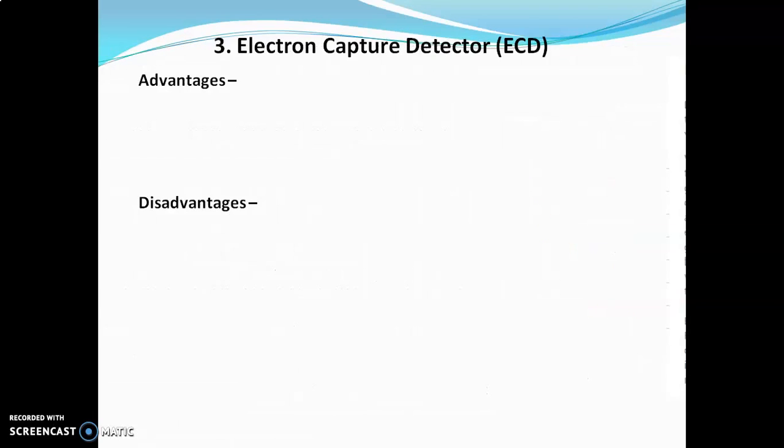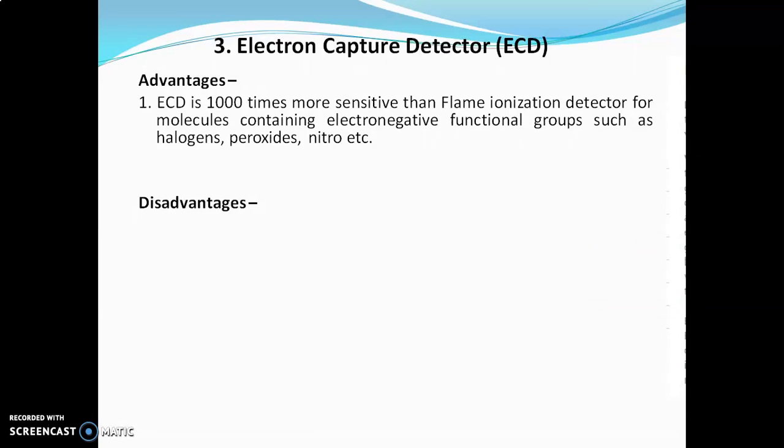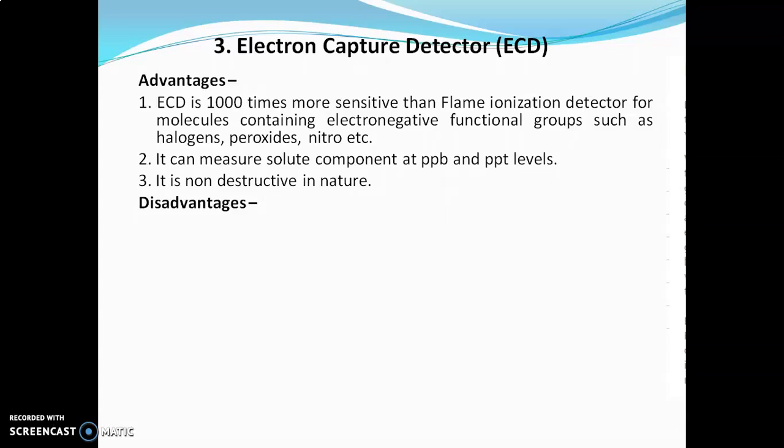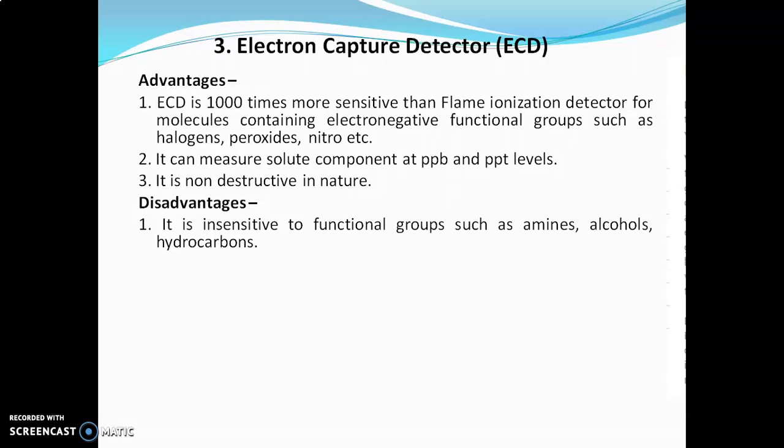Now we will see advantages and disadvantages of ECD. Electron capture detector is 1000 times more sensitive than flame ionization detector for the molecules which have an electronegative functional group. It can measure solute components in parts per billion or parts per trillion level. It is a much more sensitive detector. It is a non-destructive detector. Now disadvantages. It is insensitive to functional groups such as amines, alcohols, hydrocarbons, etc.